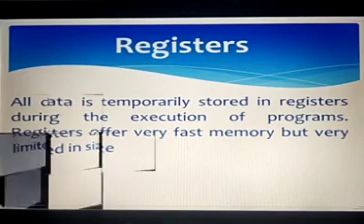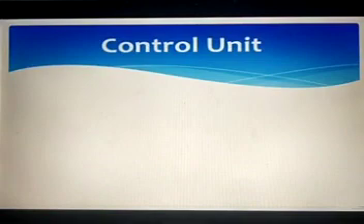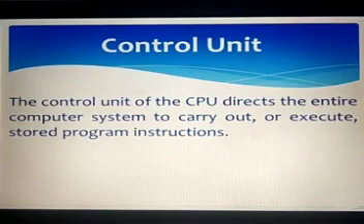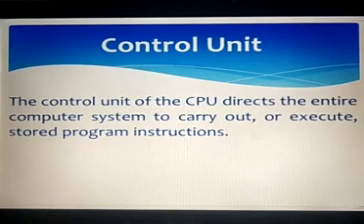And the third one, control unit. The control unit of the CPU directs the entire computer system to carry out or execute stored program instructions. You can compare the control unit to a police officer directing traffic at busy intersections. But instead of directing cars, the control unit directs data flow between computer processor, memory, and input-output devices.